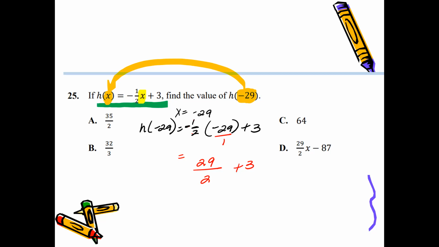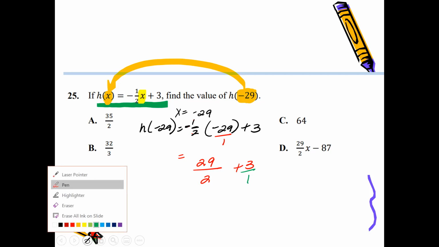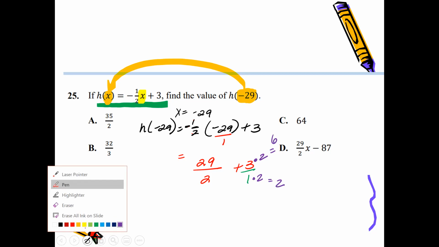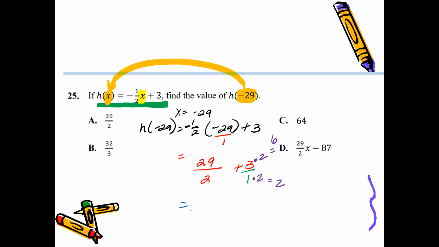If you look at your answers, none of your answers are in 2 fractions. So you have to find a common denominator. So going back to 4th grade math, what's your common denominator here between 2 and 1? 2. Times this by 2, times that by 2, which gives you a 6, and that becomes a 2. So now that you have a common denominator, 2 is a common denominator. 29 plus 2 is a 31.